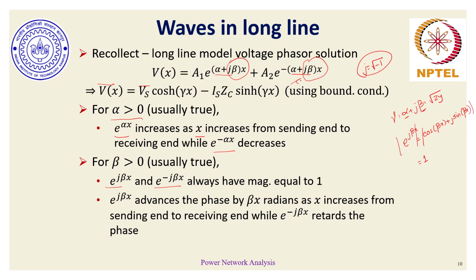So if this is acceptable, the way alpha and beta are usually positive, and e to the power alpha x increases with increase in x, e to the power j beta x increases the phase angle, not the magnitude of the signal strength.